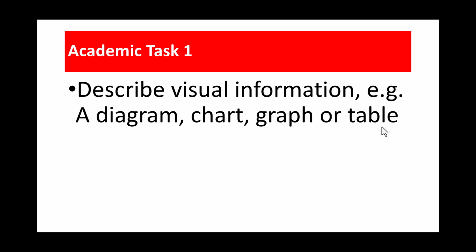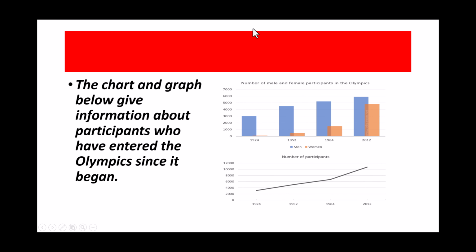Let's have a look at academic task 1, for example. You're being asked to write a report of at least 150 words about a diagram, chart, graph, or table. So this is an example of writing task 1 academic. 2 charts are given to you. One of them is a bar chart, the other one is a line graph. And you have to write 150 words based on these 2 charts and also the topic. The topic says the chart and graph below give information about participants who have entered the Olympics since it began.